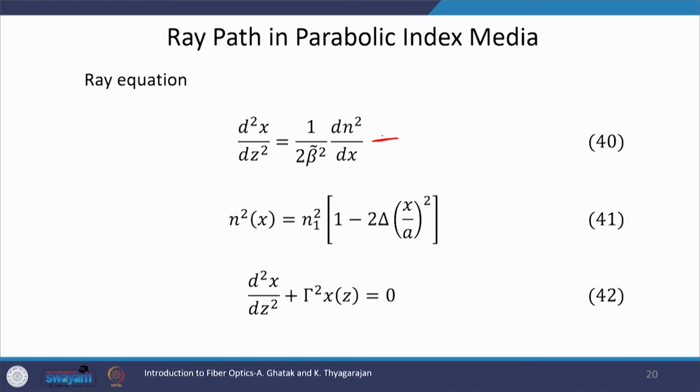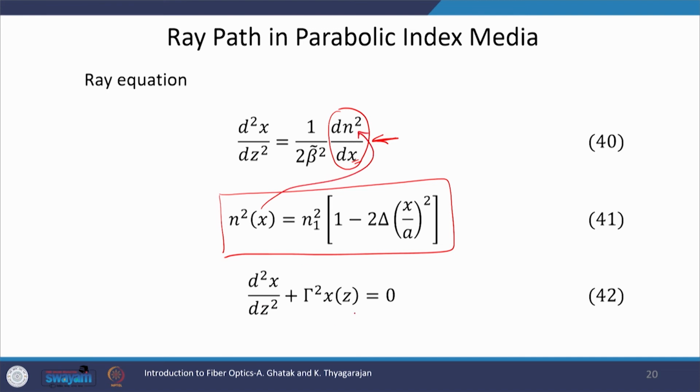Okay. Now, this is the ray equation which we studied in our initial classes. Now, here on the right hand side you see that n square is being differentiated with respect to x, and what is n square? It is the refractive index of the medium, and we know that fiber core refractive index is given by this expression. Therefore, we will substitute it here. After a bit of mathematics, we get equation number 42, which is a familiar kind of equation.